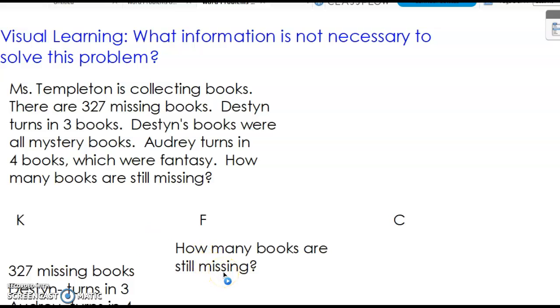In this case, the piece of information is just added information as a minor detail to make the problem a little bit more interesting. Telling us that Destin's books were mysteries and Audrey's books were fantasies does not help us to solve the problem, so we can ignore that information. The final thing we need to do is consider what operation or operations we would need to use to solve the problem. In this case, we will need to use subtraction. Or some of you might have been thinking addition and subtraction would also be correct. So if Destin and Audrey together turned in 7 books, we would need to subtract 7 from 327 to figure out that there are still 320 books missing.